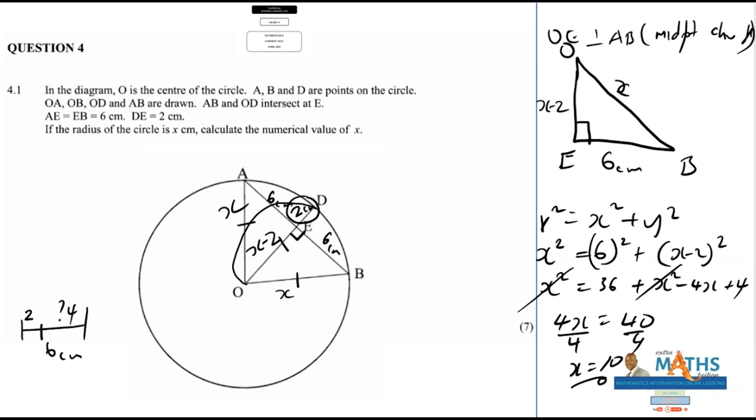Guys, this was Mr. Ntuli from the other side. I hope you understood this concept. Remember to draw a right angle triangle and make sure that you fill in all the missing information so that you'll be able to answer your question.